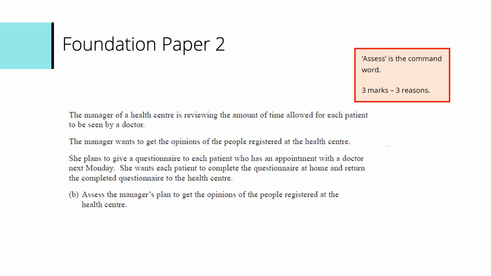But what some students did was take one of those and then expand it. So thinking that saying something like, many might not return a questionnaire, they should do it online. If they're relying on the post, then it might not happen, those sorts of things, and making comments about their comment rather than writing 3 different assessments of the questionnaire.